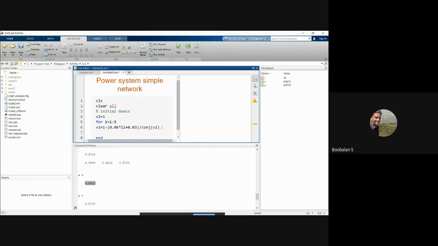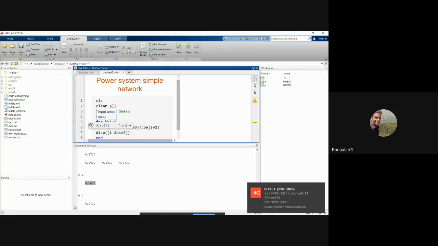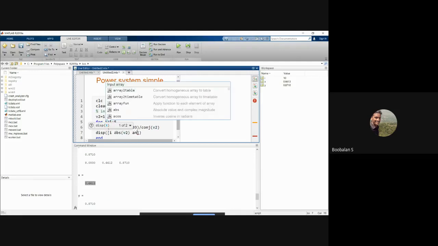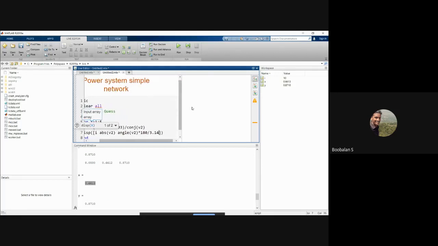So I'm displaying the iteration count, and I'm going to display v2, but it should be in the form of absolute value of v2 and angle of v2. Right? So that is called absolute value of v2, space, angle. We are going to calculate angle of v2, but it will come in radians, so I'm going to convert to degrees: 180 divided by 3.14. Right? So I'm just going to calculate in the form of degrees.